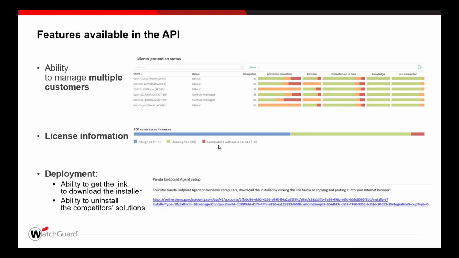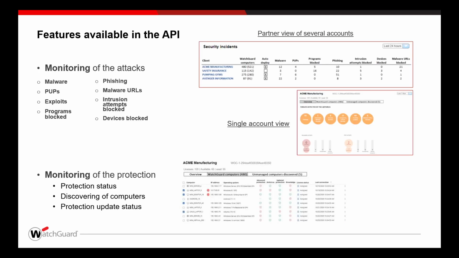Another interesting point is that the API will allow you to get the link to download the installer of our protection and also to uninstall other security solutions if we want to replace the existing security solutions when installing our endpoint security protection. Also, with the API, you will have the ability to get information about the attacks stopped by our protection, malware, phishing, intrusions, etc., and the status of the protection, so you can know if the protection is up and running and updated.